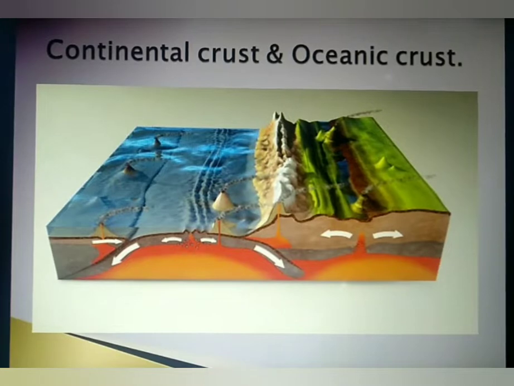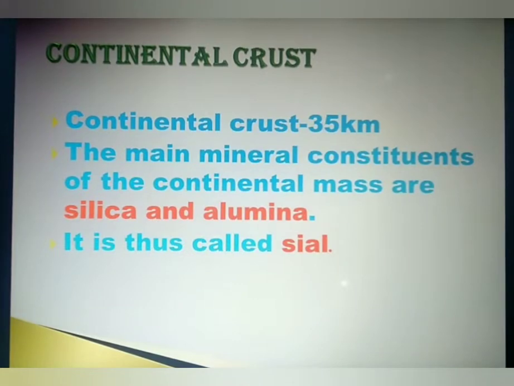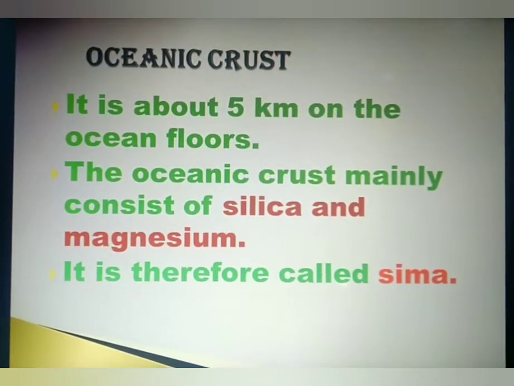Continental crust and oceanic crust. The continental crust is about 35 km thick and the main mineral constituents of the continental mass are silica and alumina, and so it is called Sial. Oceanic crust. It is about 5 km thick on the ocean floors and it mainly consists of silica and magnesium and therefore is called Sima.